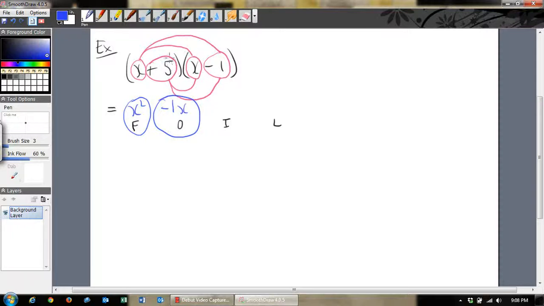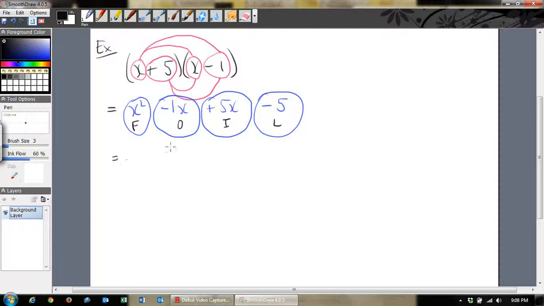What are our inners? We've got positive 5 times x. That's positive 5x. That's our I term. And L, what are our lasts? We've got positive 5 times negative 1. Positive times a negative is a negative, and 1 times 5 is 5, so that's our last term. So we can segment it and break it up into those 4 pieces if you want.